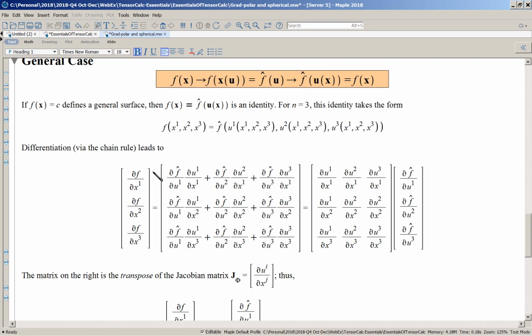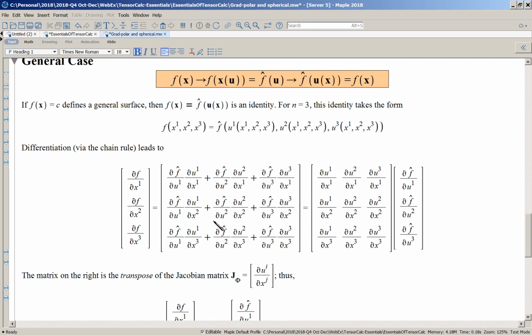And you do that now with respect to x2. The pattern is the same. df hat du1 du1 dx2, df hat du2 du2 dx2, where you had a dx1, you now have a dx2. And then down here, where you had a derivative with respect to x1, you have a derivative with respect to x3.